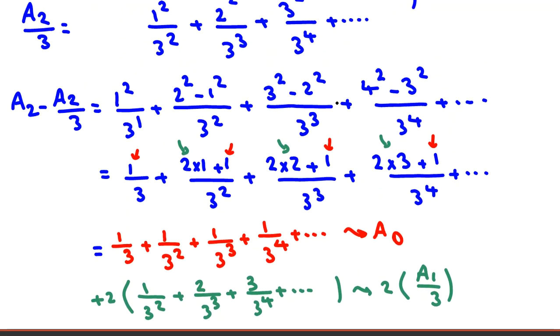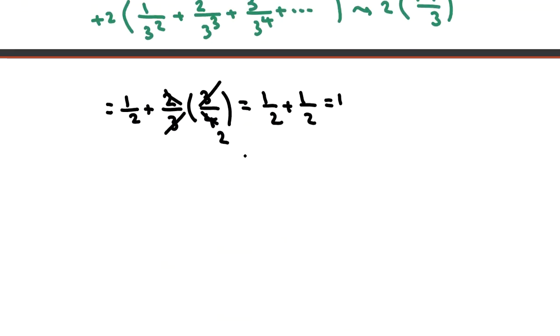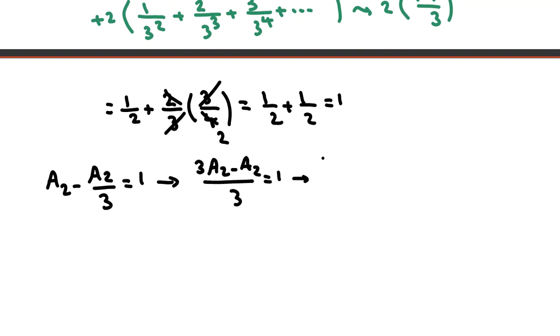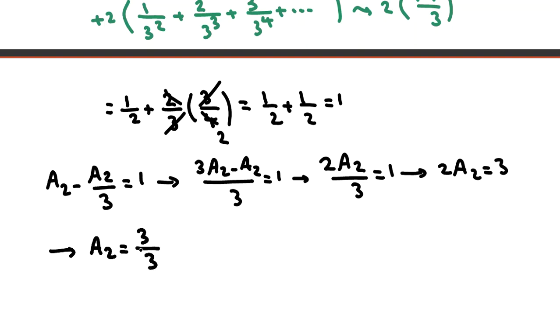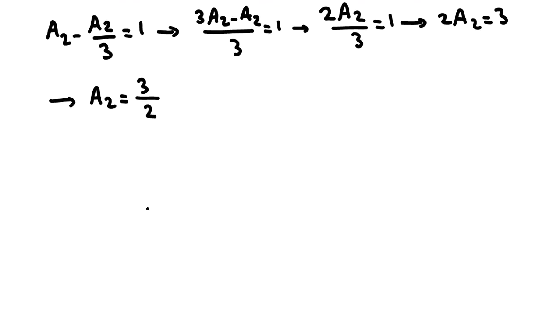But it was what? It was a2 minus a2 over 3. a2 minus a2 over 3 equal to 1. So if you use common denominator on the left hand side, it will be 3a2 minus a2 over 3 equal to 1. So 3a2 minus a2, 2a2 over 3 is 1. You multiply it by 3. 2a2 equal to 3. And then you divide by 2 both sides. It will be 3 over 2. So we found a2. And the last part is how to find a3. So let's calculate a3. We use the same idea.